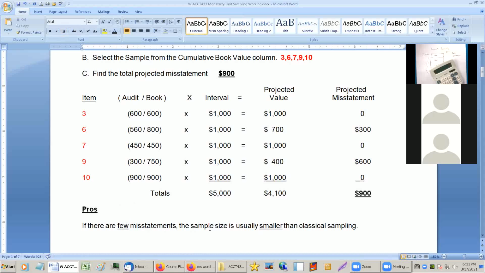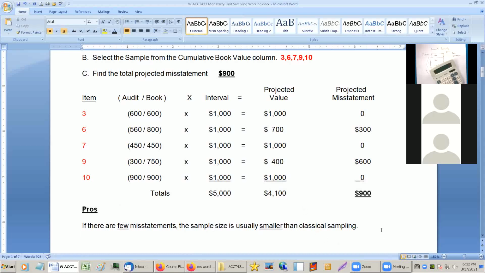And that can be huge, because sampling is the one thing that really adds a lot of cost to an audit. So if you can get just as comfortable pulling up half the number of items, that's a huge savings in both your money and the savings for the client. So that's the pros to it.